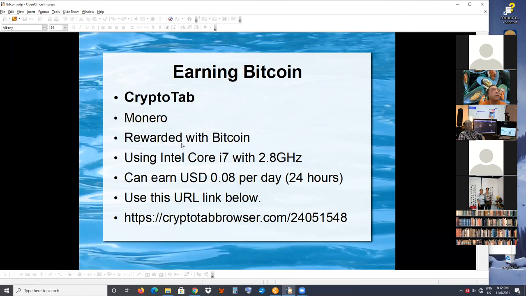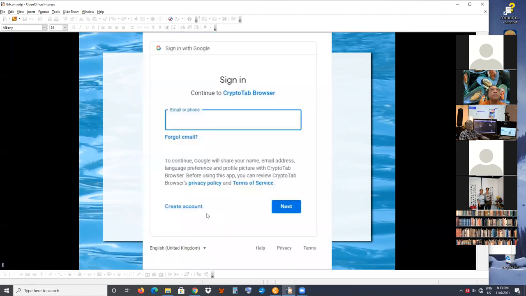I'm running on an Intel Core i7 PC at 2.8 gigahertz. With that, I earn about 8 cents per day. So it's very little. It won't make you rich. And if you want to use this CryptoTab browser to run or install the software, you need a referral code. This referral code will help me earn money. It's like a pyramid scheme. Later we tell you what the scheme is.